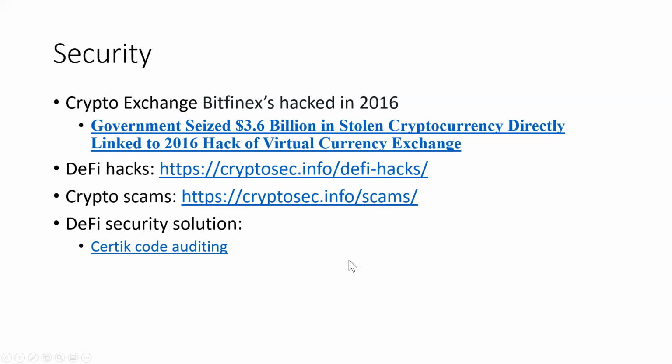Of course, there are many security solutions to deal with security in the crypto space as well as in the DeFi space. For example, CertiK. CertiK is actually a university-backed project. They did some research on crypto, especially DeFi security, and later built a startup company called CertiK. They provide code auditing for Solidity programs and smart contracts.